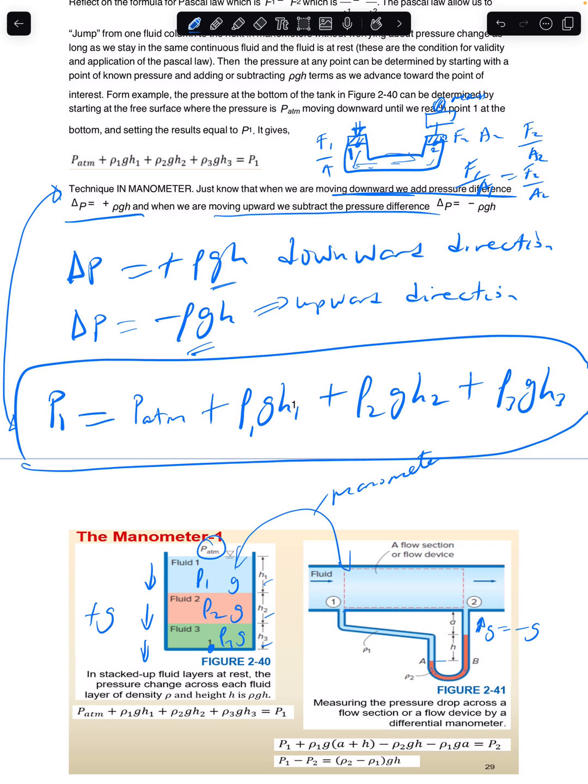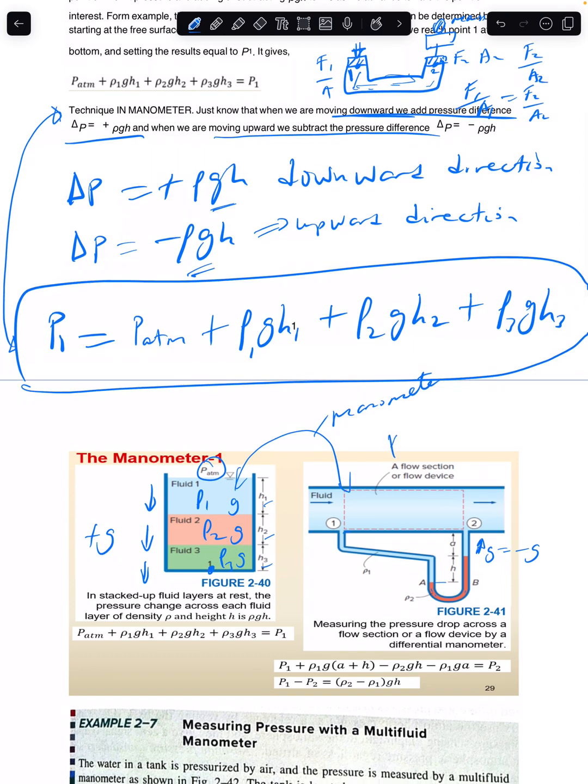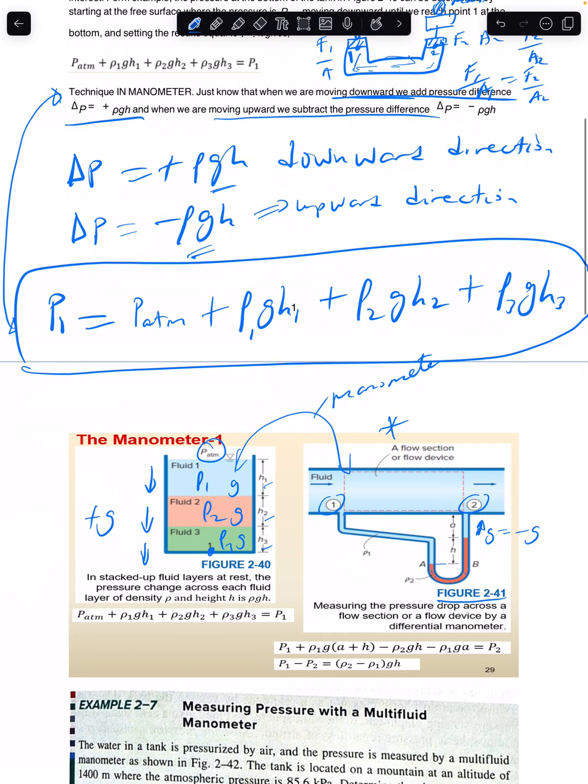Now, let us look at this manometer at figure 2.41. We have to consider point 1 and point 2. So point 1, the pressure at point 1 is equal to what? Is equal to the pressure at point 2. Point 2 and point 1 is not open to atmosphere because it is inside a tube.